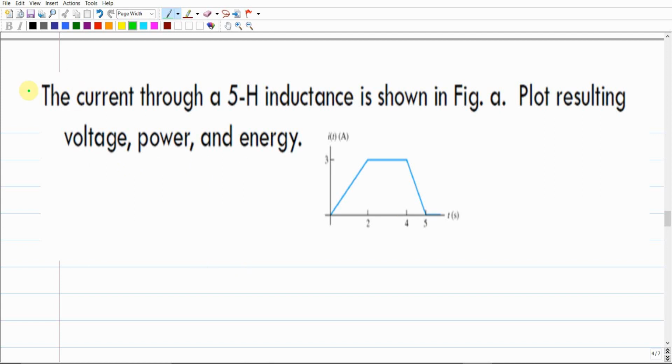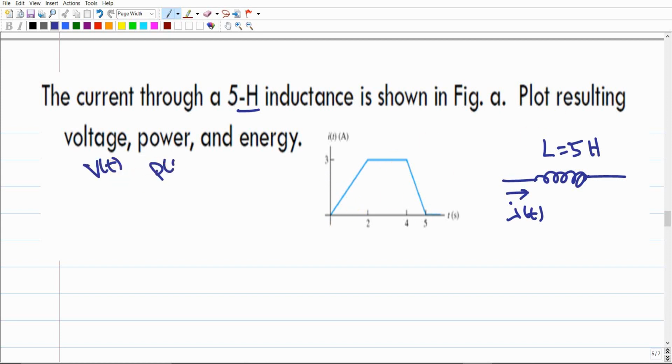Assume that we have this inductor with inductance L equals 5 Henrys, as already given. There is a current through this inductor, and this current changes over time. Again, if the current does not change over time, there is no voltage. So there is a change of the current over time as given here, and we are interested in finding the voltage, the power, and the energy, W of t, of this inductor.